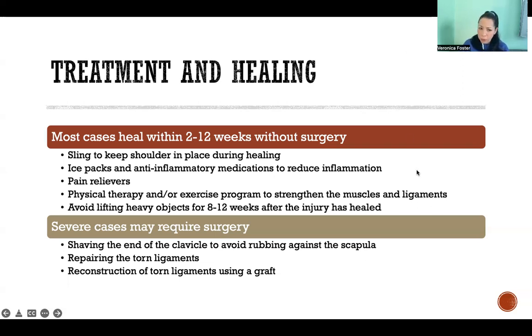Okay, but again, most cases heal without surgery, and surgery is a last resort if it's severe enough or if you're not healing well enough, there's still pain and dysfunction past the point where it should have healed.